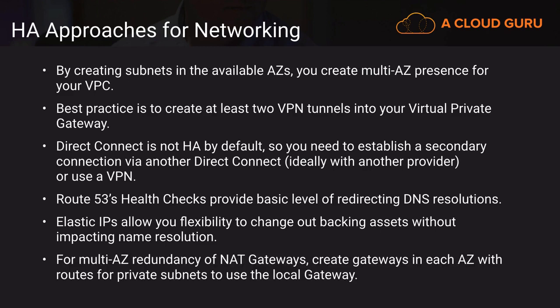If you need multi-AZ redundancy for NAT gateways, then you're going to need to spin up a NAT gateway in each AZ, then configure the route for the private subnet to go out that respective AZ's NAT gateway.